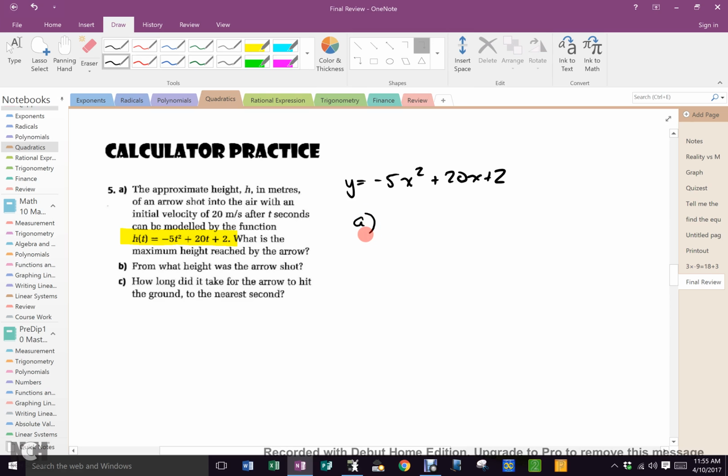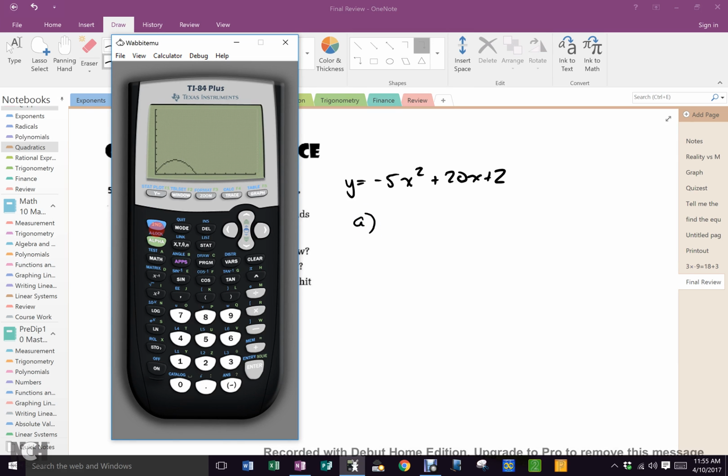So now I needed my maximum height. So that is my maximum. Second, calc, max, left boundary. And to get down to the other side, here comes my cursor.